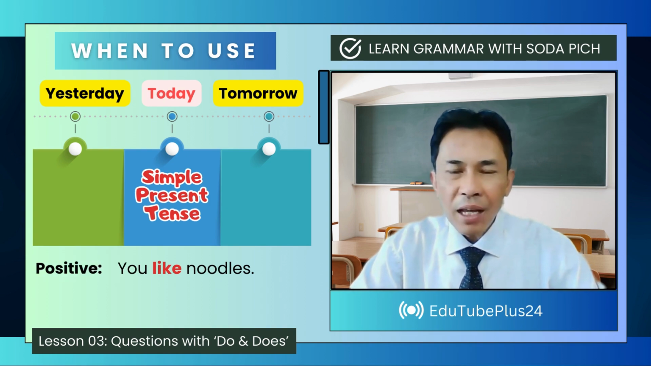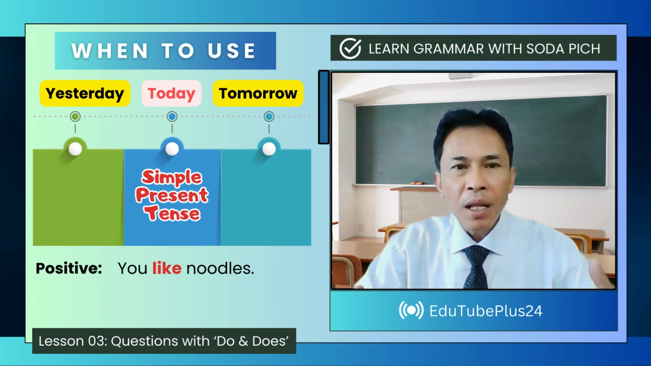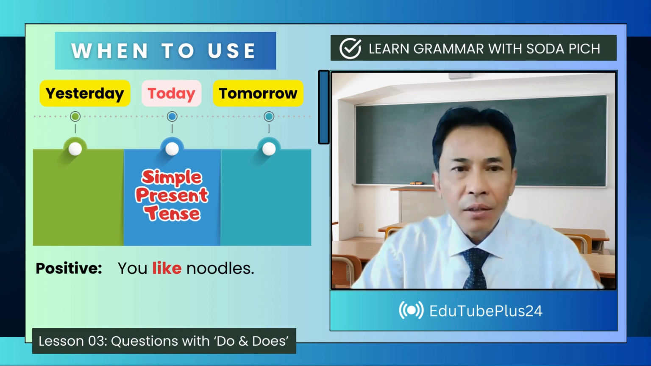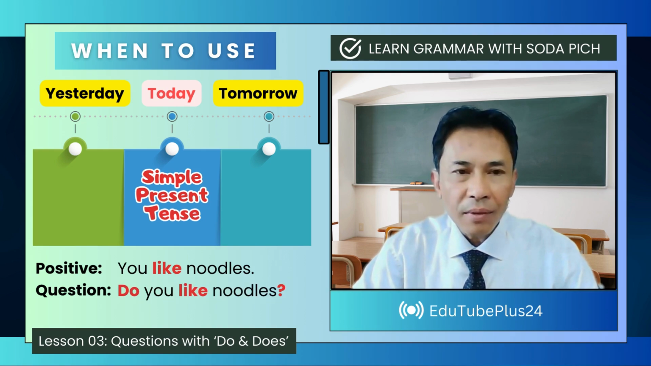Okay, so how can we change this sentence to make it a question? Well, we add the helping verb do to the beginning. Do comes before the subject you. So we could say, do you like noodles? Now, let's look at another one.